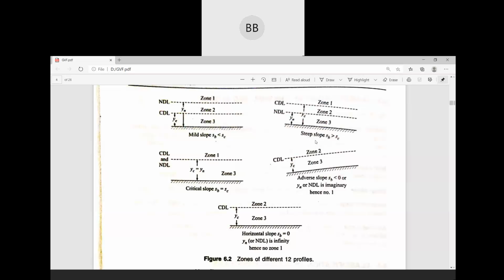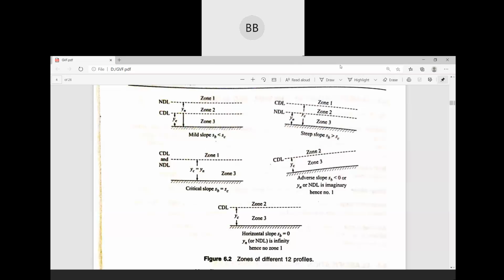For steep slope also, your SB is greater than SC, so your CDL is higher than your NDL, and zones 1, 2, 3. For your critical slope, your CDL and NDL will coincide, SB equal to SC. So your zone 2 is not there, because when these two lines coincide, there will be no zone in between the two lines. That is why we have only zone 1 and 3 in critical slope.